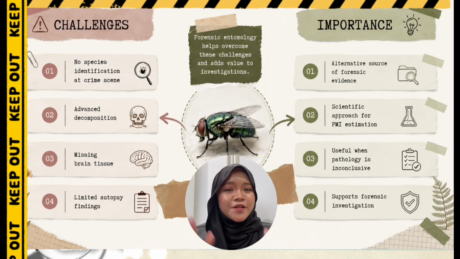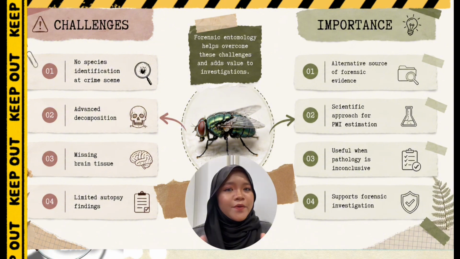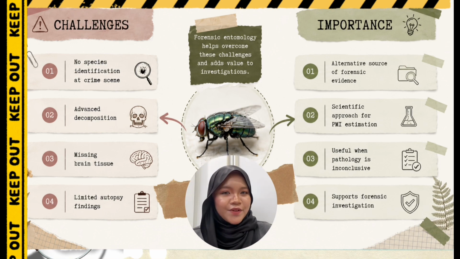So there are several challenges that affected the investigation. The larvae collected at the scene were not properly identified and the body had already undergone extensive decomposition. In addition, the absence of brain tissue and the severe decomposition of internal organs limited the effectiveness of the autopsy examination. As a result, forensic entomology became an essential alternative source of evidence.